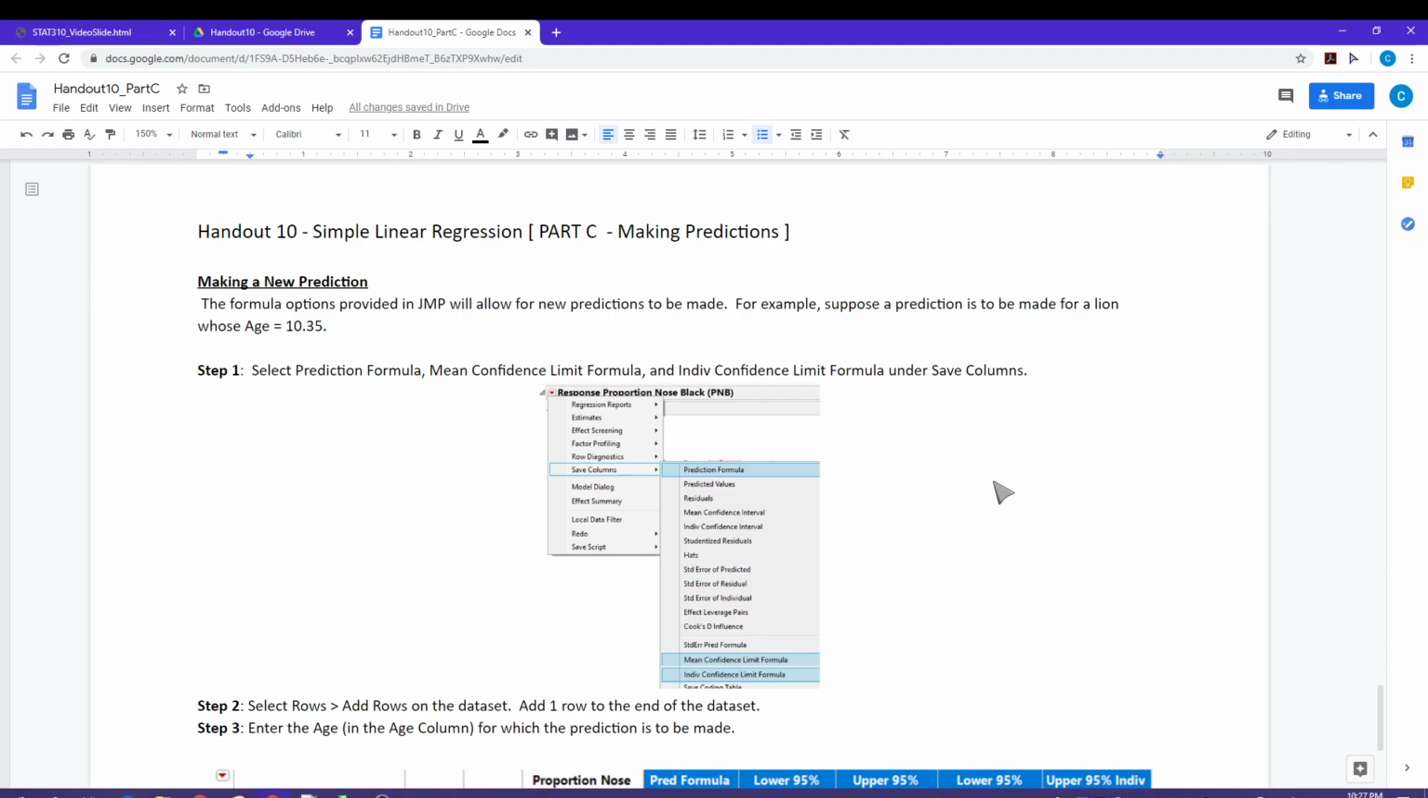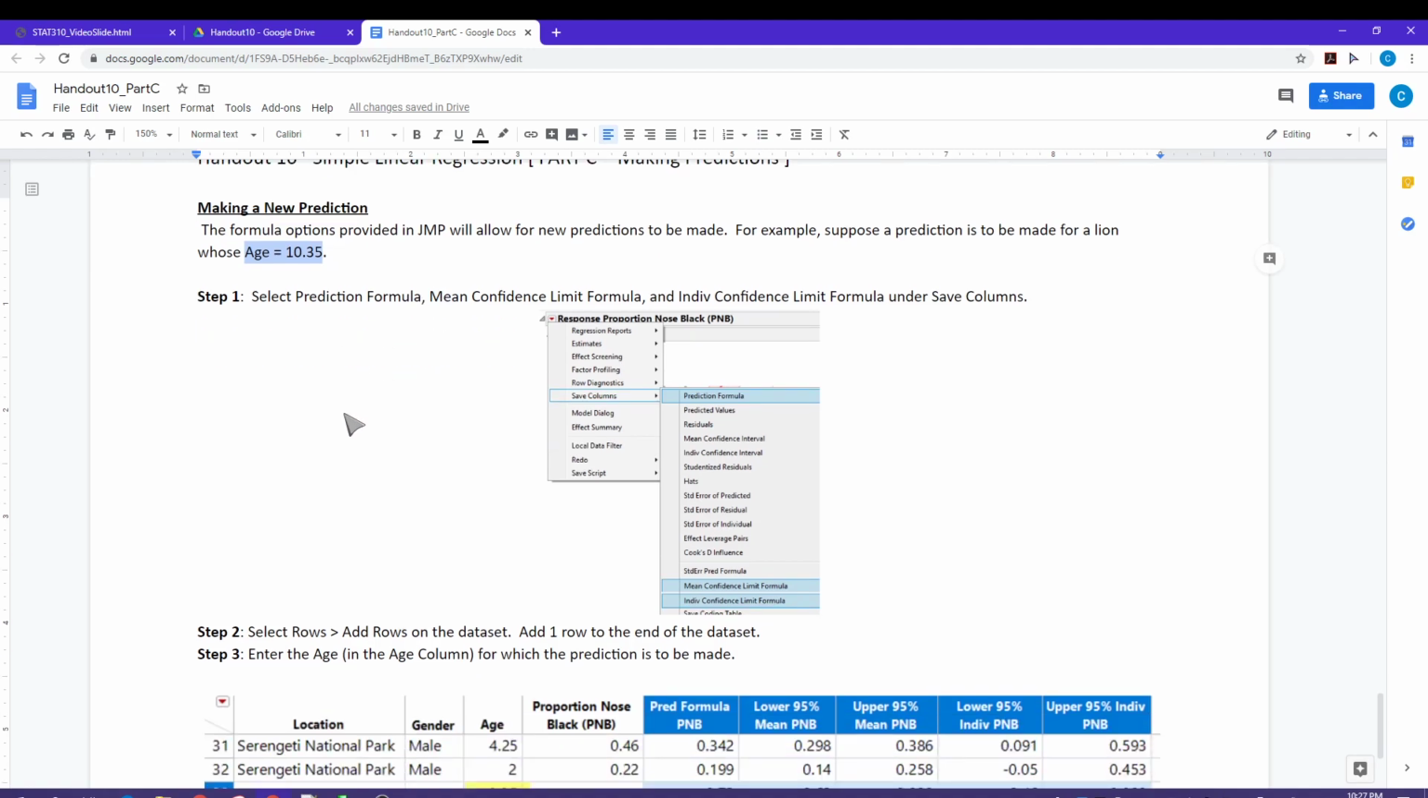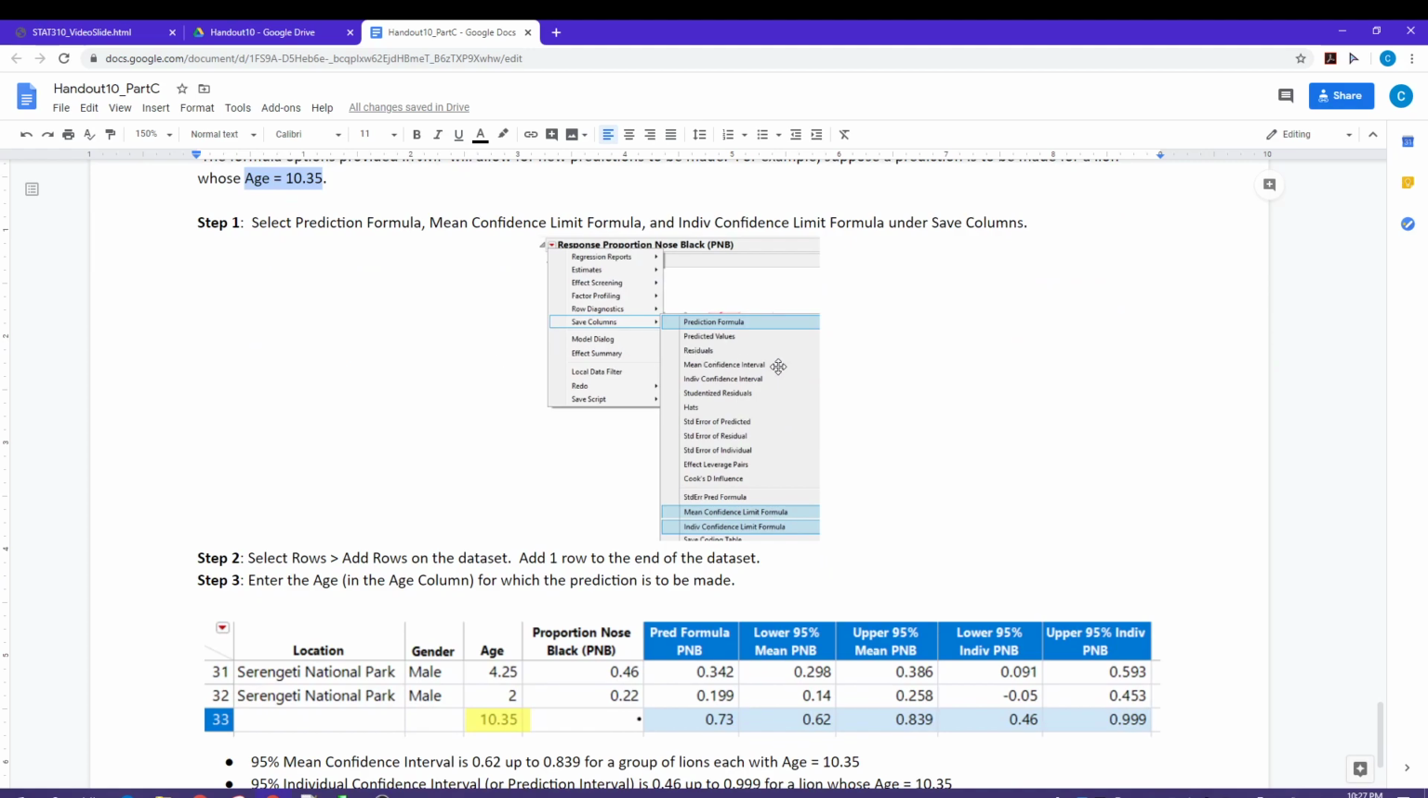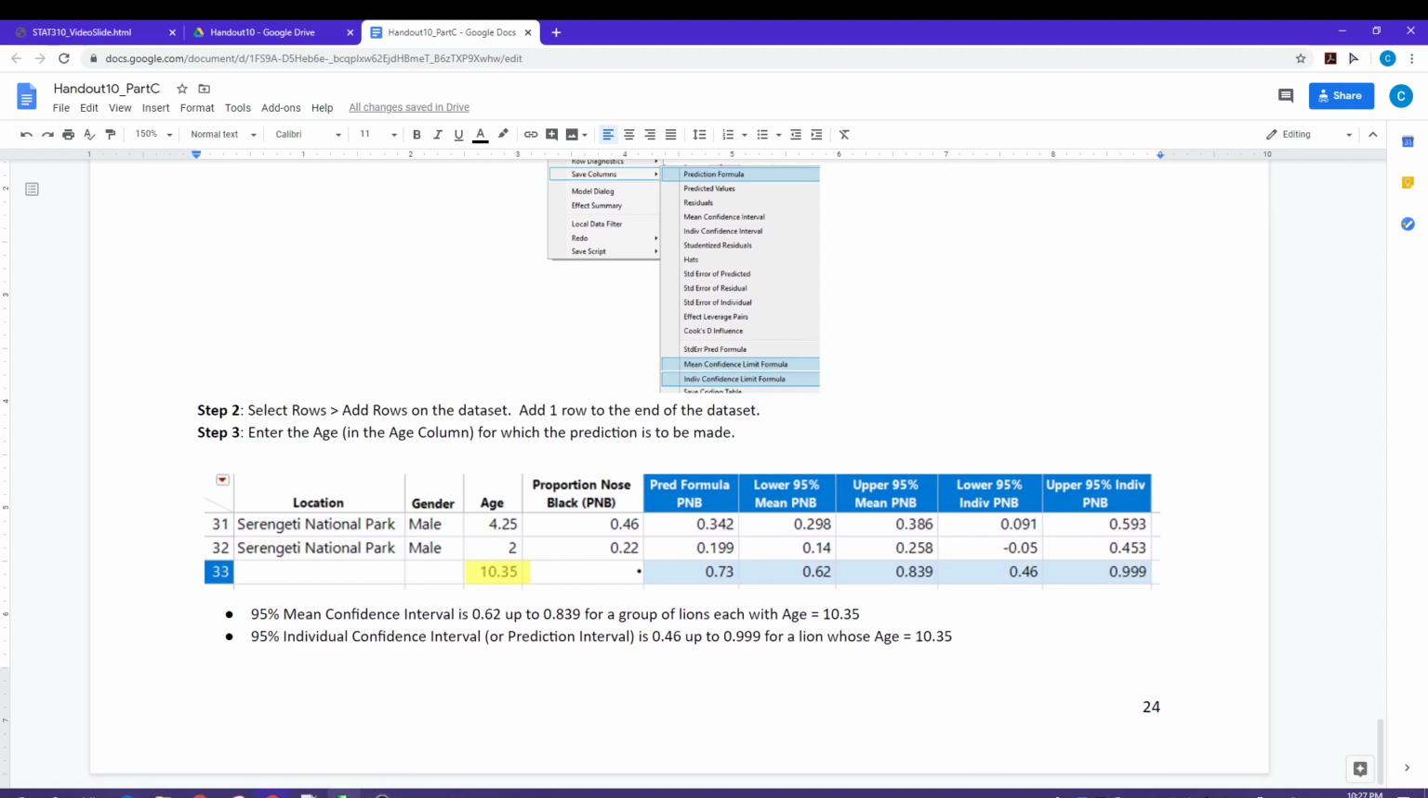Finally, what if I want to make a prediction for a new lion, one that does not exist in my data set? So here I want to make a prediction for a lion that is 10.35 years old. What you're going to want to do, instead of saving predicted values, mean confidence interval, and individual confidence interval, is to use the formula versions of these things. What that's going to do is actually save the formulas into your spreadsheet. And then I can add a new row, enter a new value for age, and these formulas will be updated automatically. So let me show you how to do that in JMP.